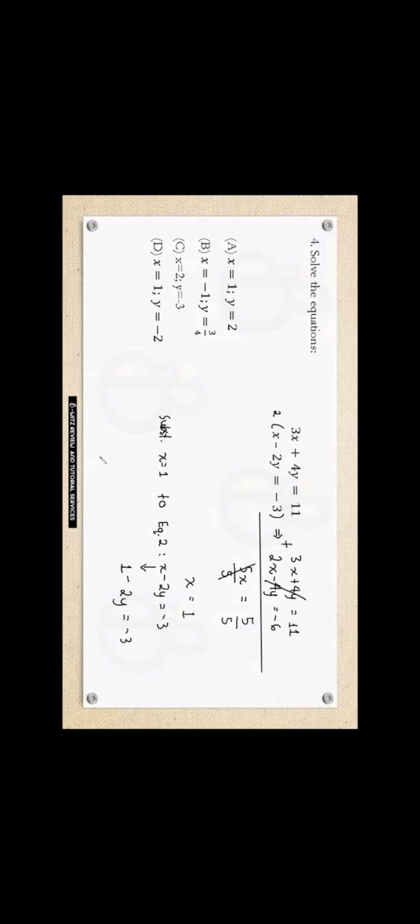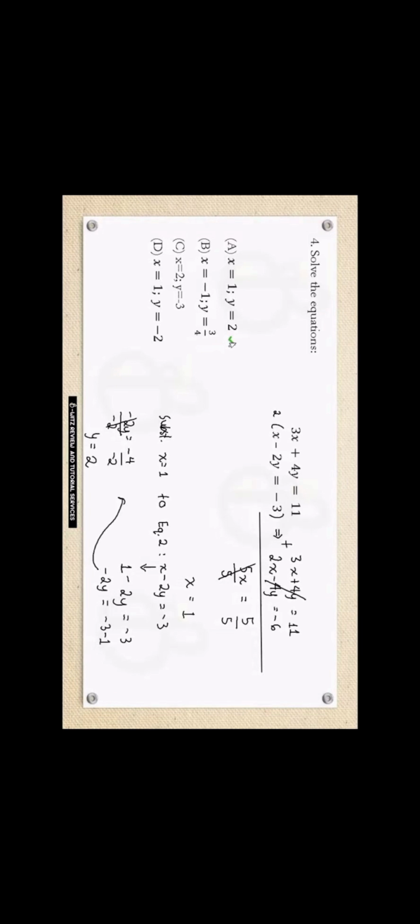Now we need to subtract both sides by 1. We'll have negative 2y is equal to negative 3 minus 1. Finally, we will have negative 2y is equal to negative 4. Dividing both sides by negative 2, we finally get the value of y, which is equal to 2. So the value of x is equal to 1 and the value of y is equal to 2, which is option A.